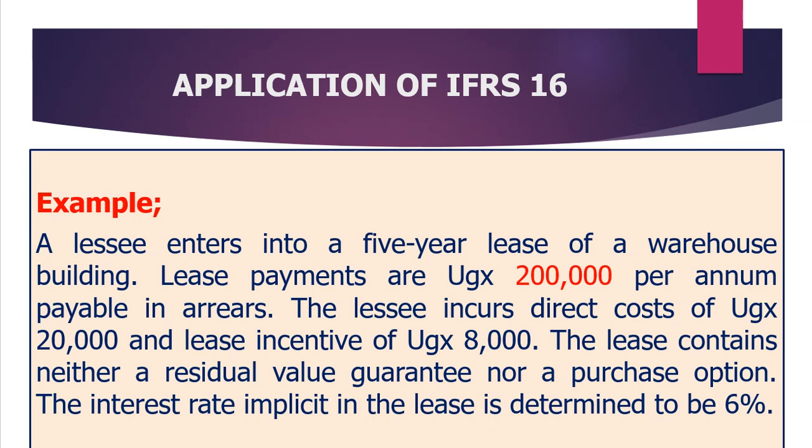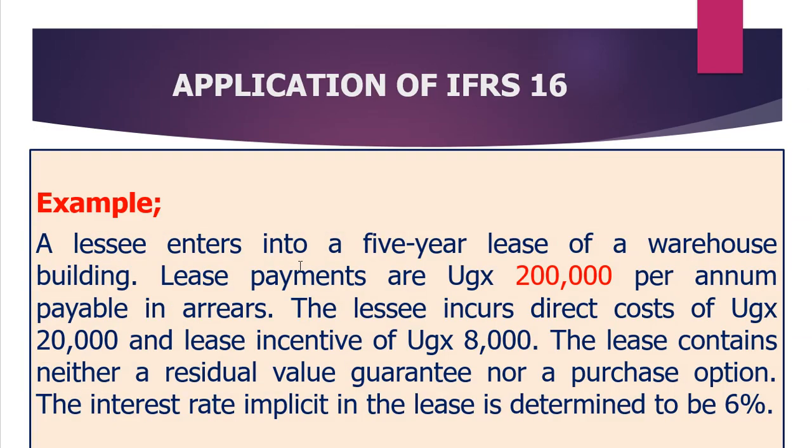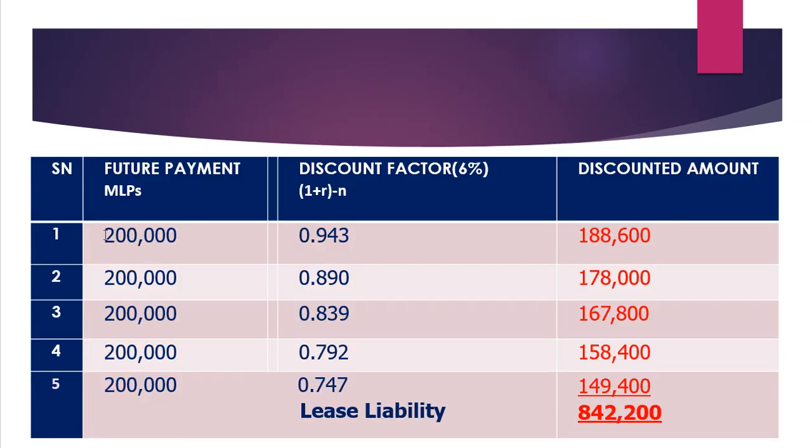So how do we start? We are going to start by discounting the minimum lease payments such that we can get the lease liability. As you can see here, we have future cash flows or future payments. Because the question is saying that the lease payments are 200,000 per annum. I have painted this in red such that we can see. So per annum, minimum lease payments are uniform here in this column. 200,000 in year 1, 200,000 in year 2, year 3, year 4, and year 5.